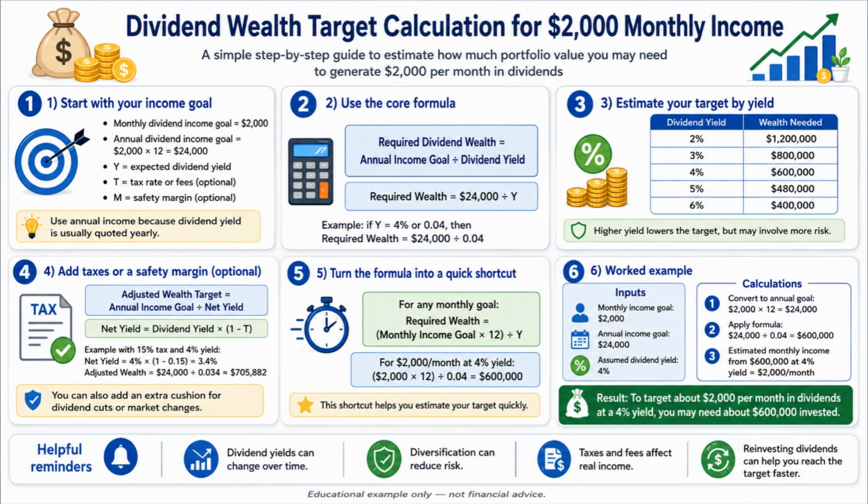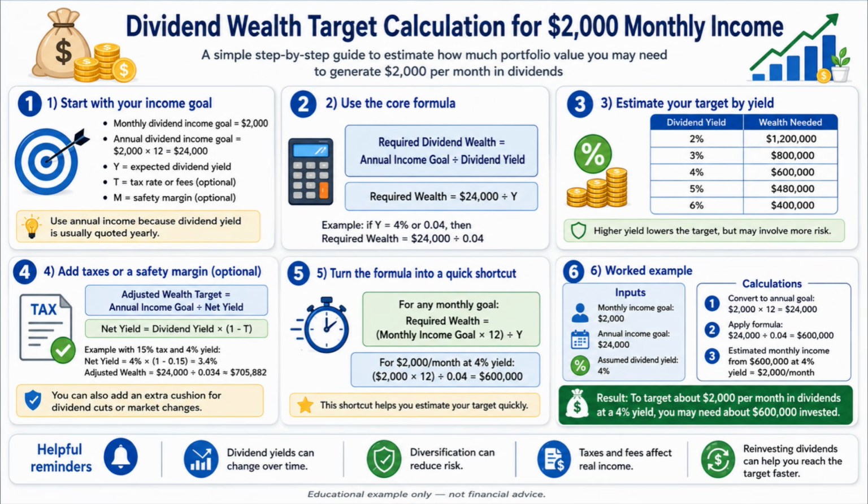In addition, you may want to make your estimate more realistic by including taxes, fees, or a safety margin. For that, you can adjust the formula using net yield instead of just dividend yield. Net yield can be found by multiplying dividend yield by 1 minus the tax rate. For example, if the dividend yield is 4% and taxes or fees reduce it by 15%, then the net yield becomes 3.4%. In that case, the adjusted wealth target would be $24,000 divided by 0.034, which is about $705,882. This shows how taxes and expenses can increase the amount you need to invest.